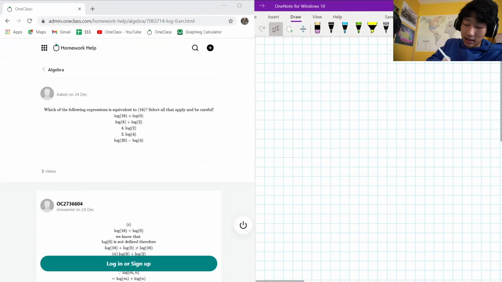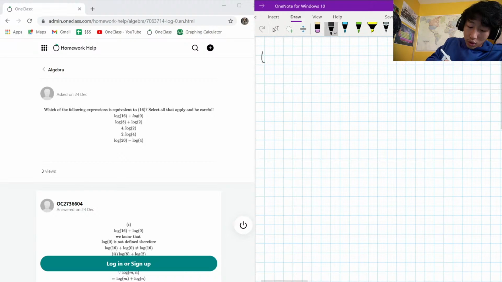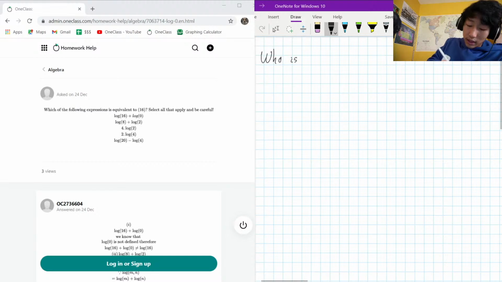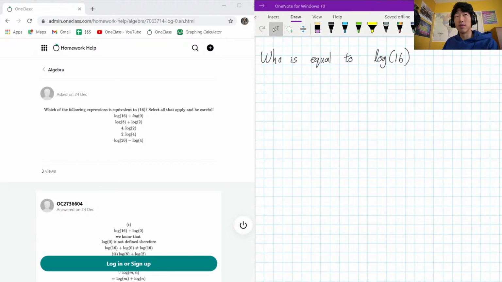So what it's really asking is, whoa, why'd you scroll? Which of these is equal to log of 16? 16 being the argument, which is the thing that you pass into the logarithm. Okay, let me just make my webcam smaller here. Cool. Okay, so which of the following is equal to log 16?